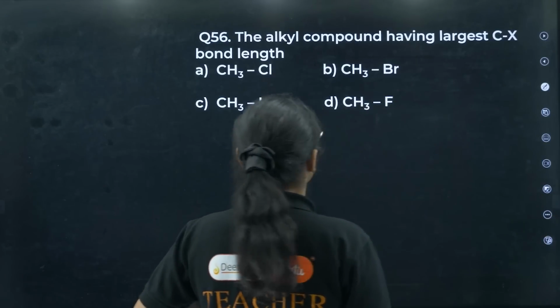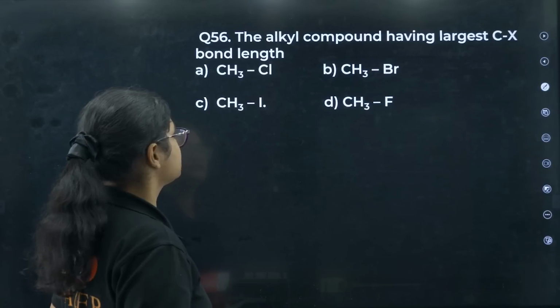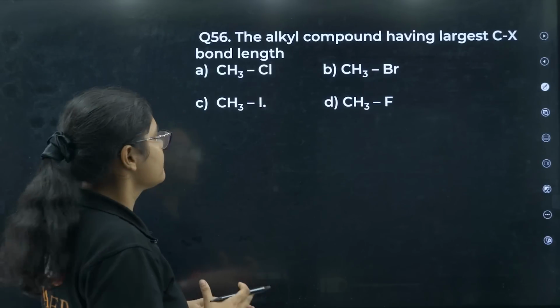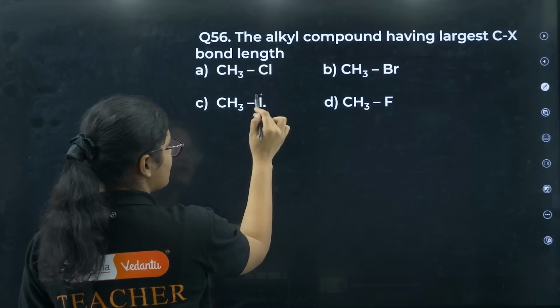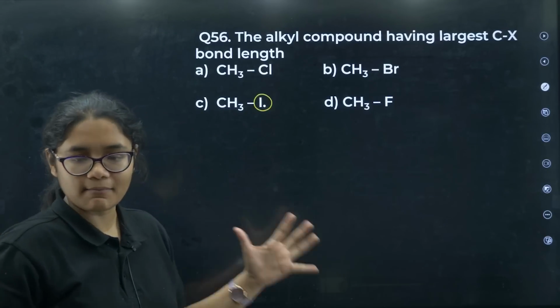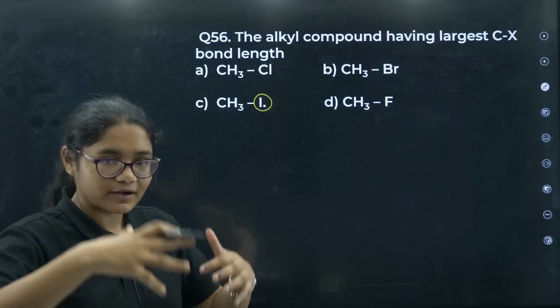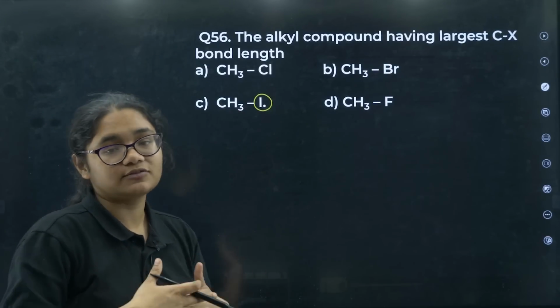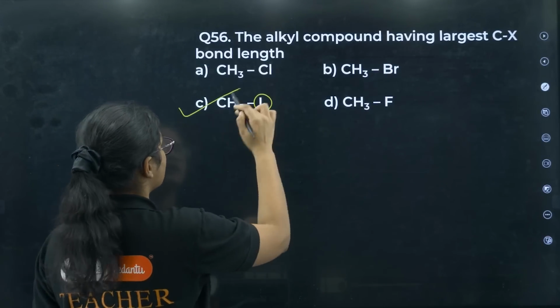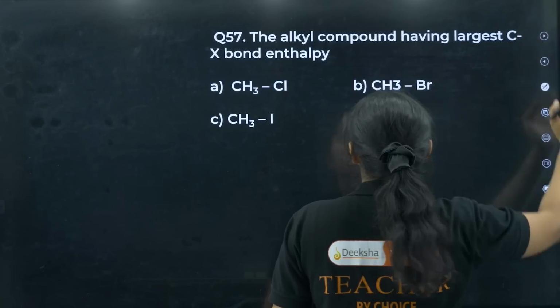Next, the alkyl compound having the largest CX bond length. Largest CX bond length means this bond should be very weak. So iodine being a very big mass, the overlapping is very weak, and here the bond is very weak, so bond length will definitely be more. So that is option number C here.